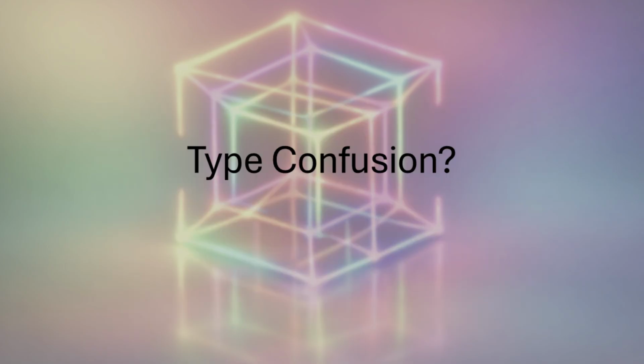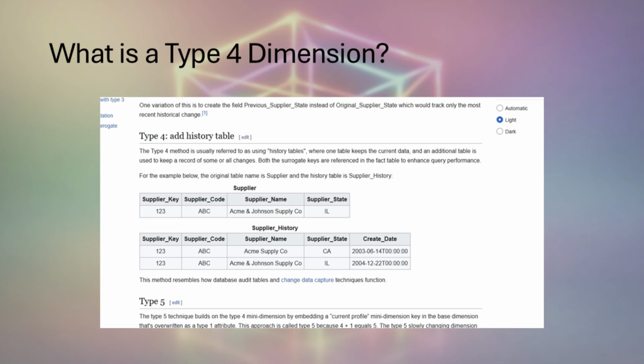While researching this series, I came across a strange definition of a Type 4 dimension. It described Type 4 as a history-only version of Type 1. As we'll see, that definition is not just wrong. In a relational database, it doesn't even make sense.